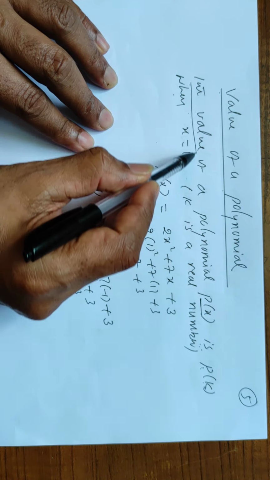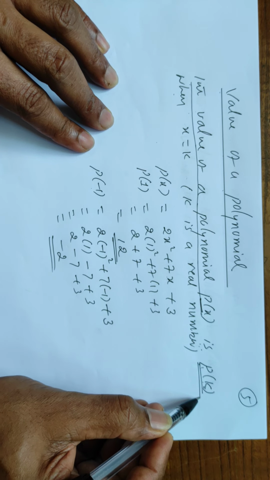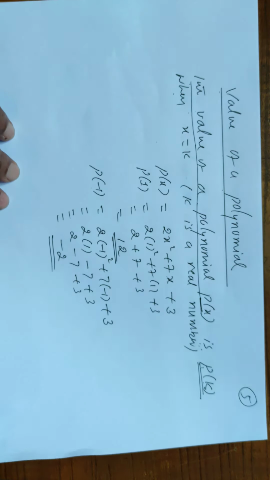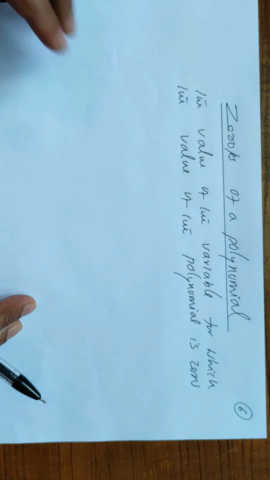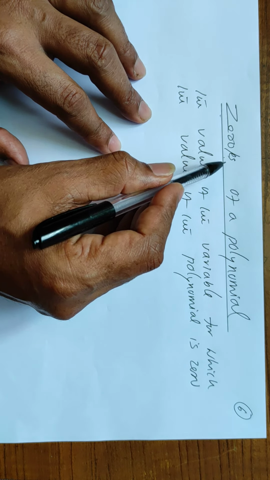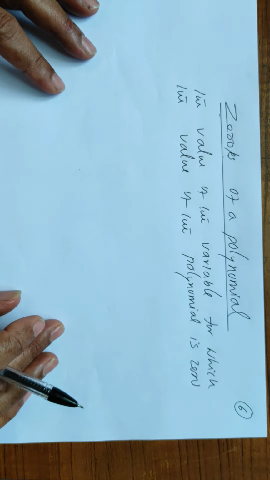So the value of the polynomial p of x is nothing but p of k when x equals k, where k is a real number. Dear students, let us understand one more thing, that is zeros of a polynomial. It is another simple concept.